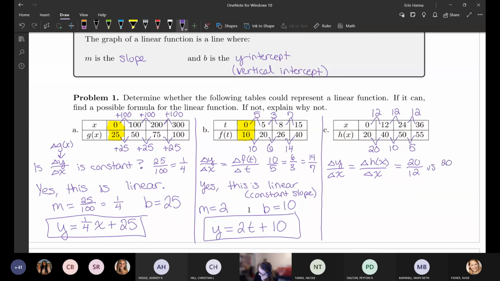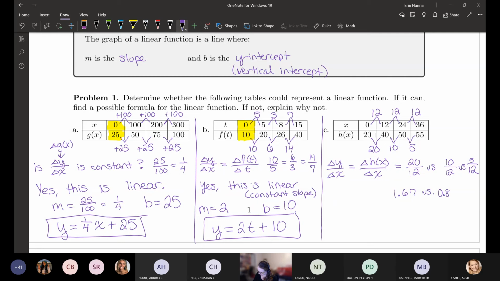versus 10 over 12 versus 5 over 12. And I'm using a little versus instead of an equals because they're not going to be equal to each other. So you might just be able to say, since all the denominators are the same and the numerators are not, they're different. But if you need to change them over to decimals, that's also perfectly fine.